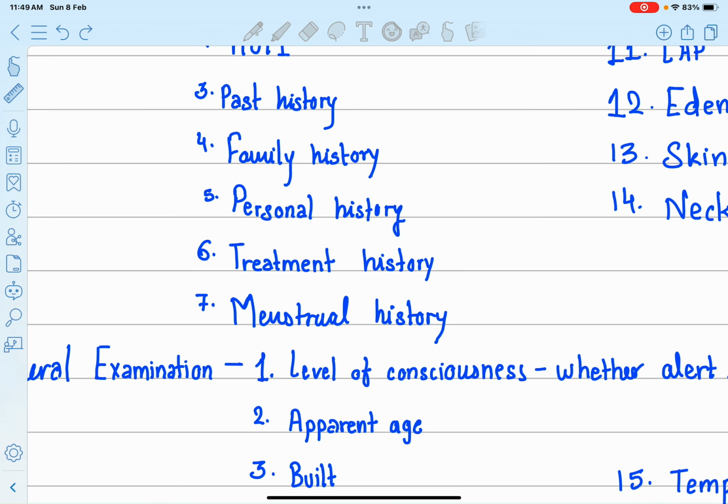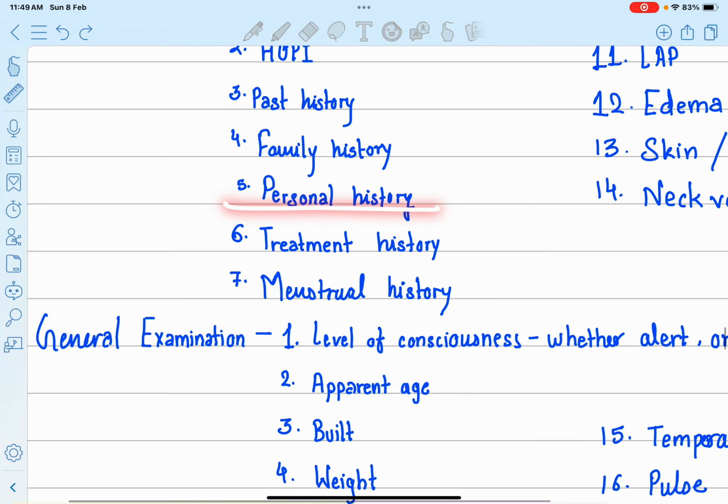Then personal history. Personal history contains the marital status of the patient, then level of education, occupation, income of the patient, then dietary habits, addictions, and lifestyle. All this should be included in personal history.